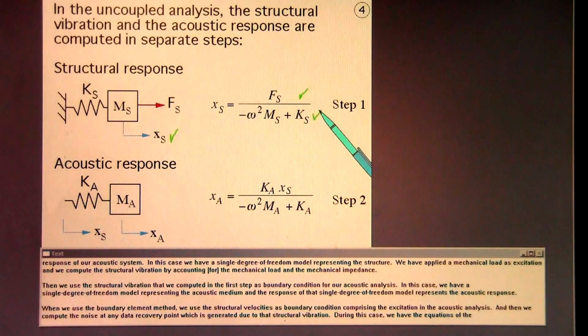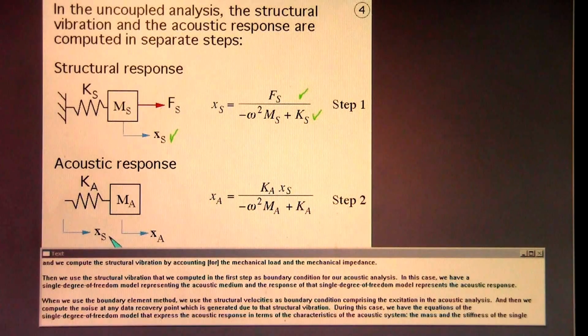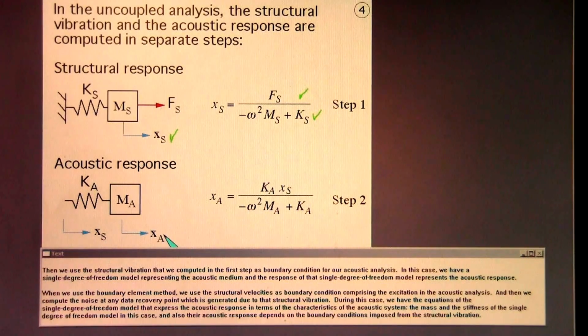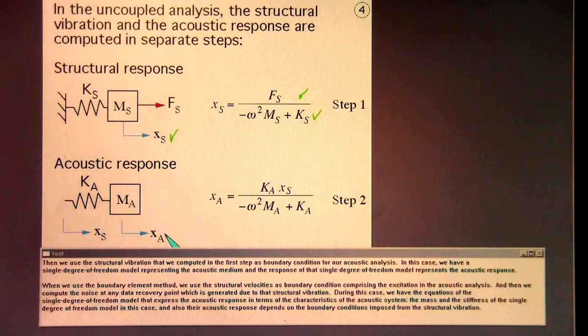Then we use the structural vibration that we computed in the first step as boundary condition for our acoustic analysis. In this case, we have a single degree of freedom model representing the acoustic medium, and the response of that single degree of freedom model represents the acoustic response. When we use the boundary element method, we use the structural velocities as boundary condition comprising the excitation in the acoustic analysis, and then we compute the noise at any data recovery point which is generated due to the structural vibration.